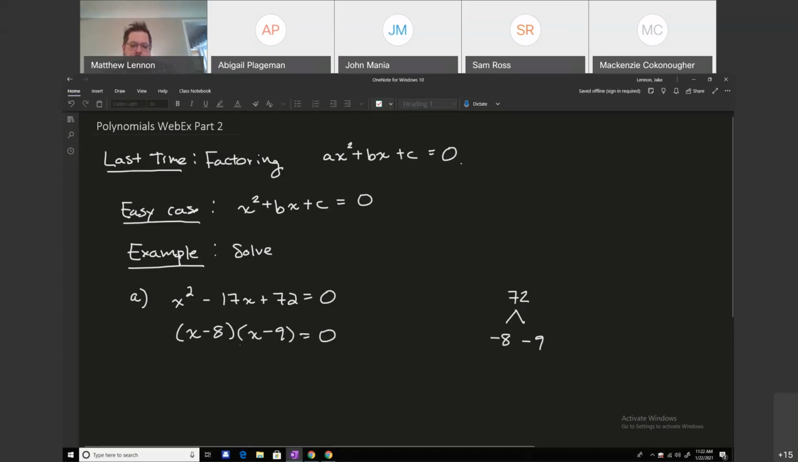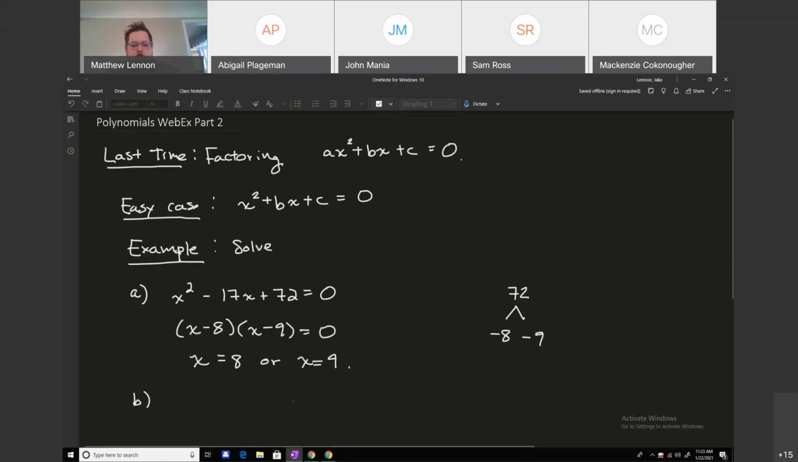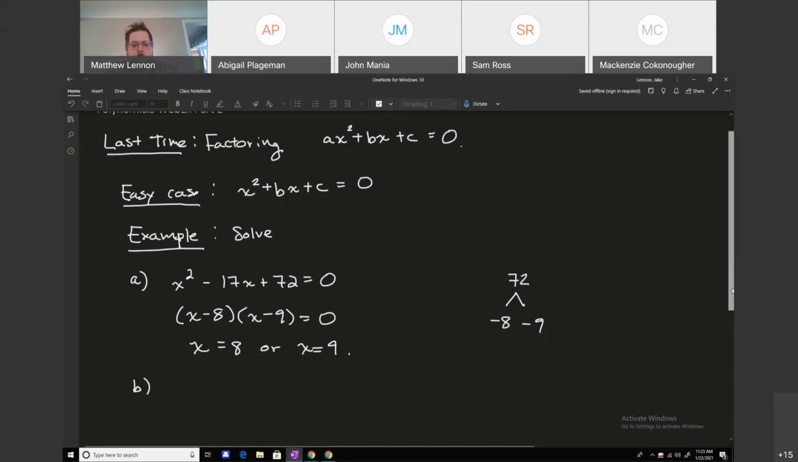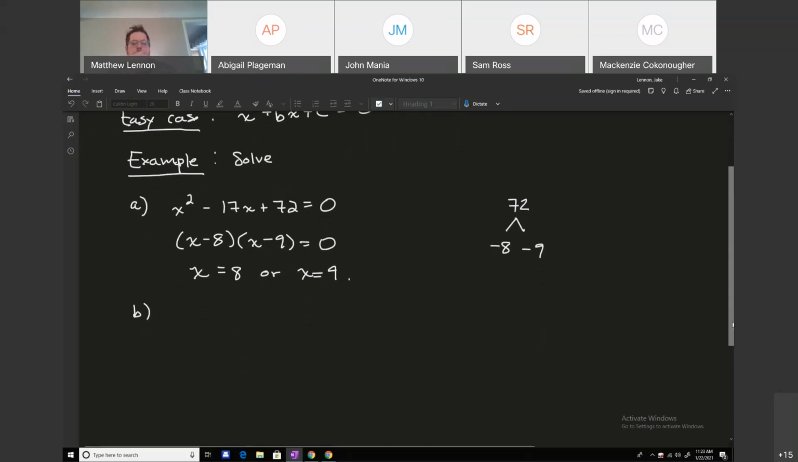And then remember to solve it. It's essentially the numbers you would plug in for x that would make the factor 0. So your two answers would be x equals 8 or x equals 9, right? Because 8 minus 8 is 0, and 9 minus 9 is 0. So let's do one more of this type.